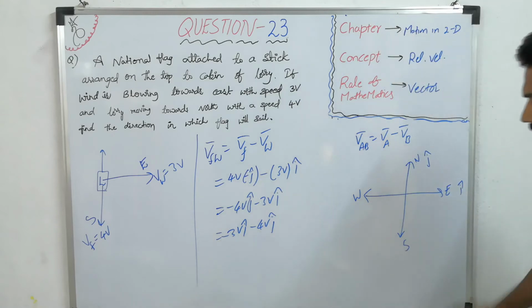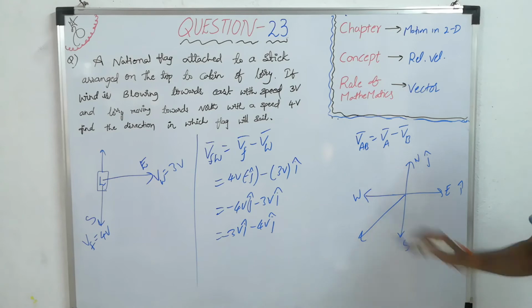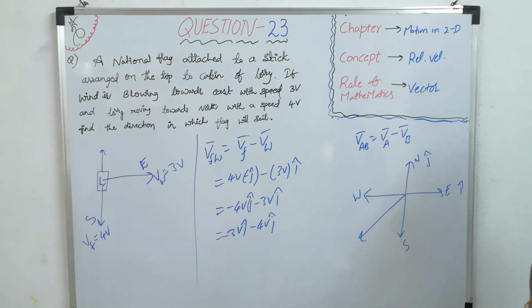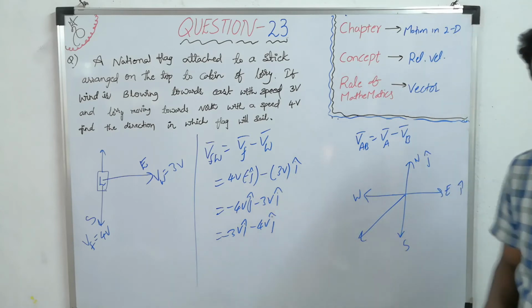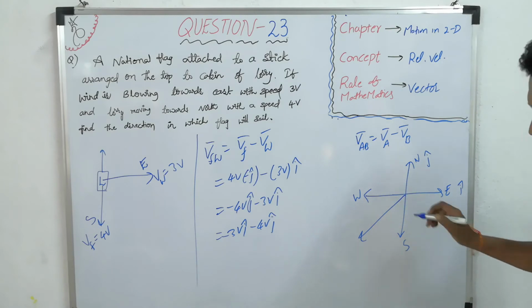So the relative velocity must lie where x is negative and y is negative, which means it should lie in the third quadrant. Means what? Between west and south. So in which direction will the flag sail? In between west and south.